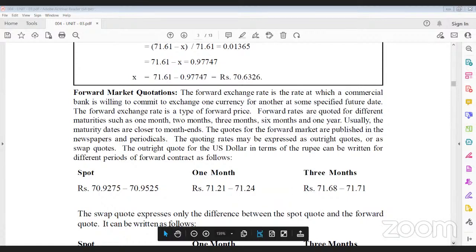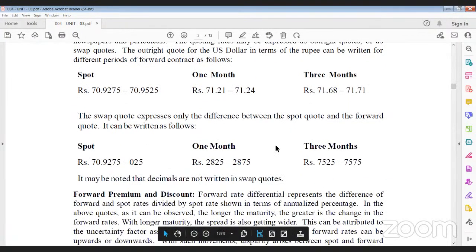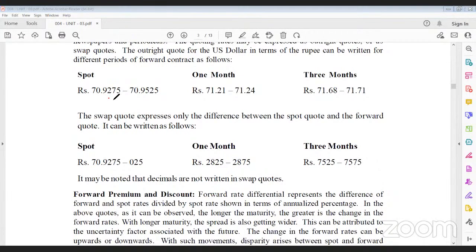Now the swap quote expresses only the difference between the spot quote and the forward quote, which can be written like this. Only that difference has been highlighted. This is 275 and this is 525. Okay, 9275, 525. Only the differences are being highlighted. This is for 1 month and this is for 3 months, and it may be noted that decimals are not written in swap quotes, so decimals are excluded.